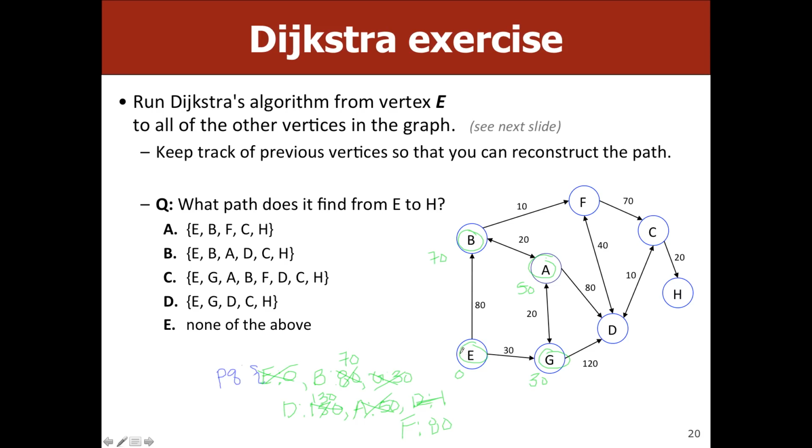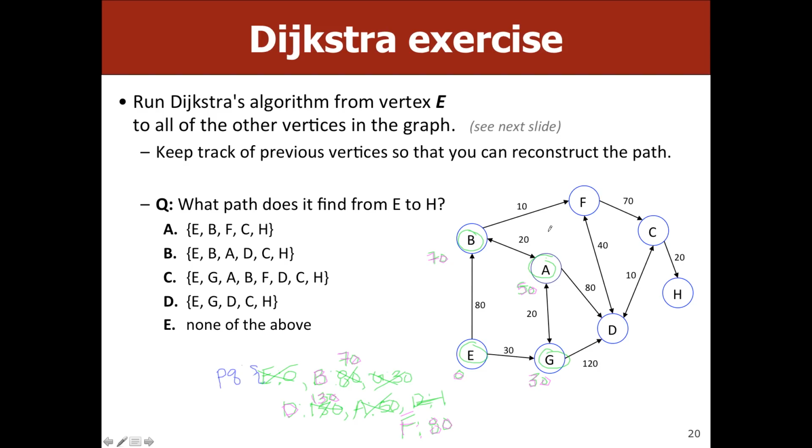Can you all see the green okay? How is this? Better? Here, D currently is in with 130, F 80, and these have cost 0, 30, 50, and 70.